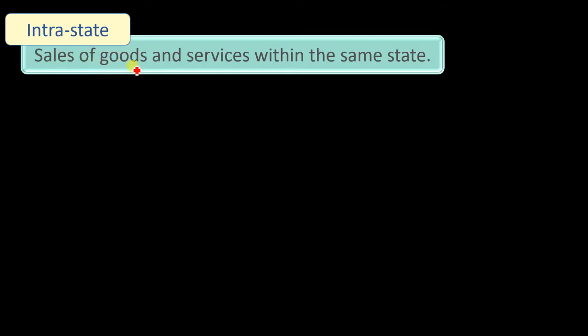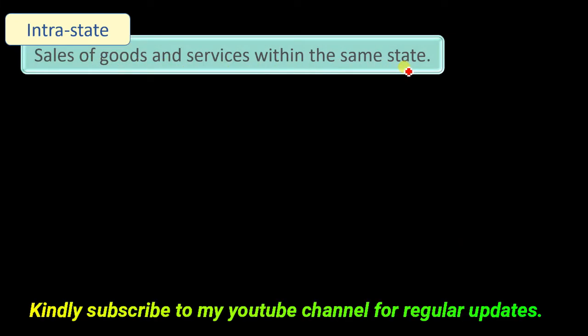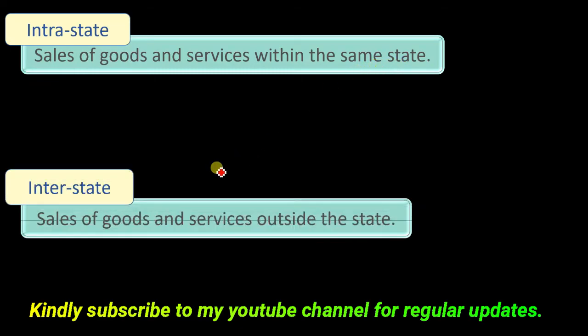Moving on to intrastate transaction, sales of goods and services within the state. Next one is interstate. This is sales of goods and services outside the state. Let me explain with a small example. Imagine that the wholesaler is selling a particular good to a dealer and the transaction is done in Karnataka state. Again, the dealer is selling the same good to the customer. This transaction is also done in the same state. If the goods are sold within the state, then it comes under intrastate.